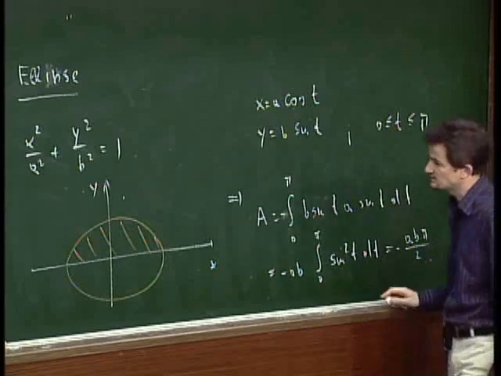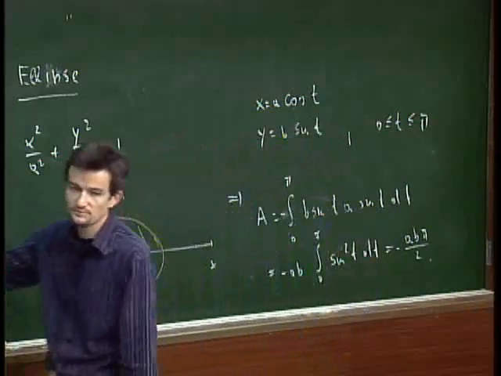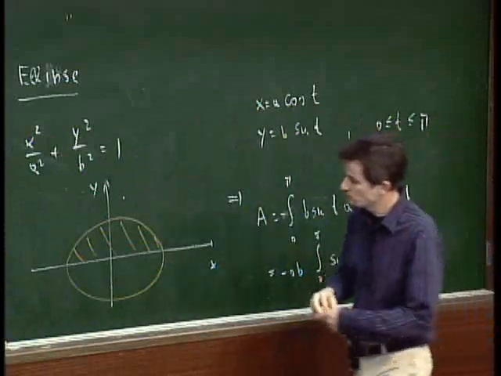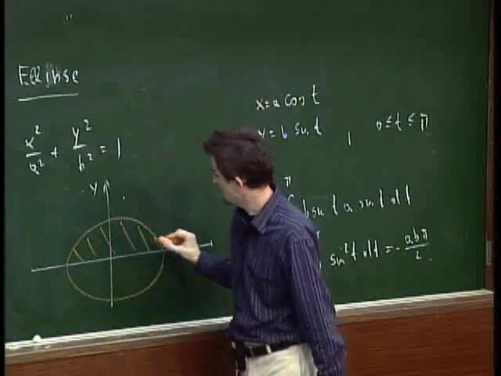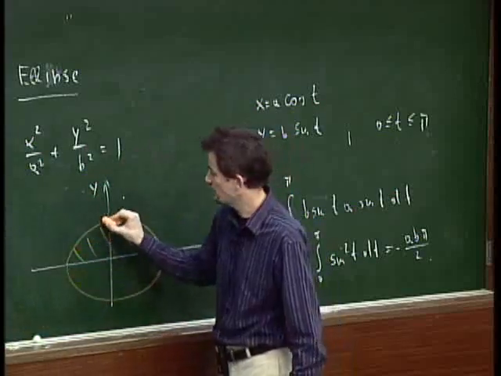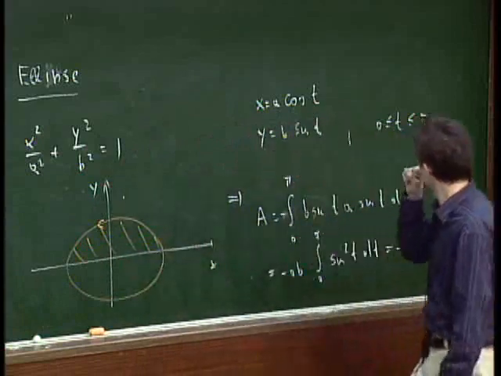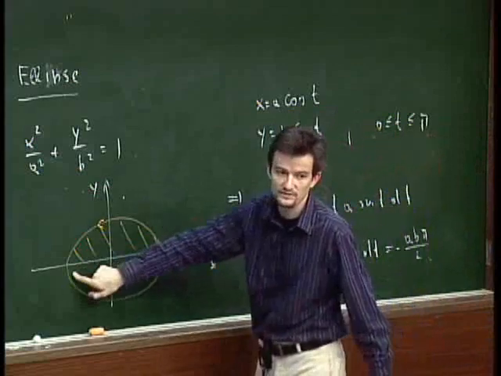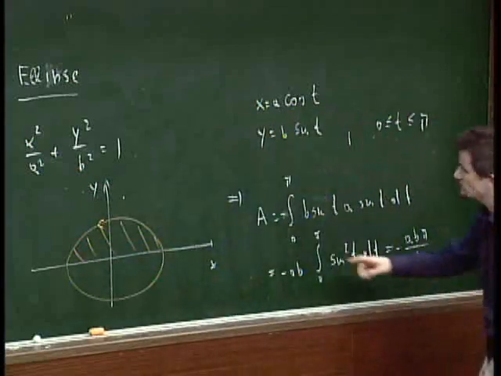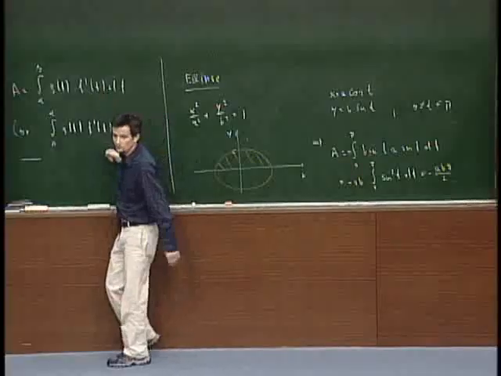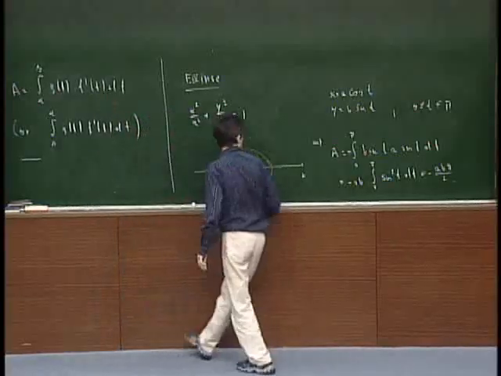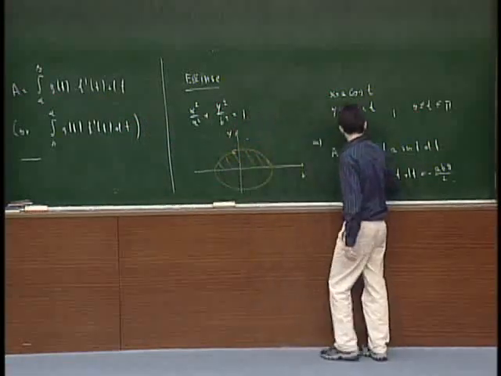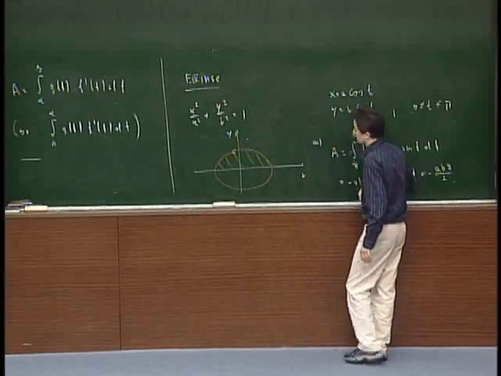But you see that the minus here is not correct. The reason is that as t is going from 0 to pi, we move along the upper semi-ellipse from this point to this point here, so in the wrong direction, because for t equal to 0 we are actually at the right end point, and for t equal to pi we are at the left end point. So we shouldn't use this formula. We have to use this one. We have to reverse it. So actually here we have to use this formula.